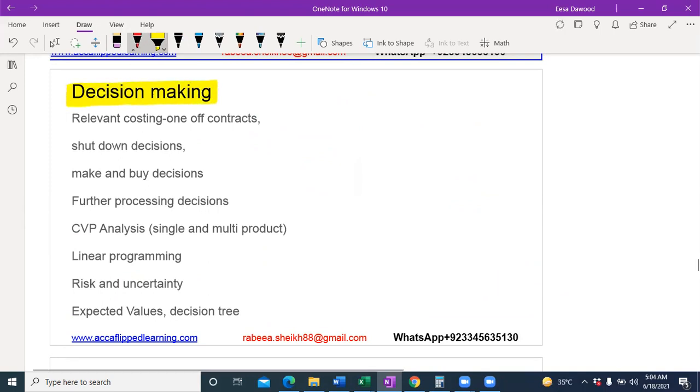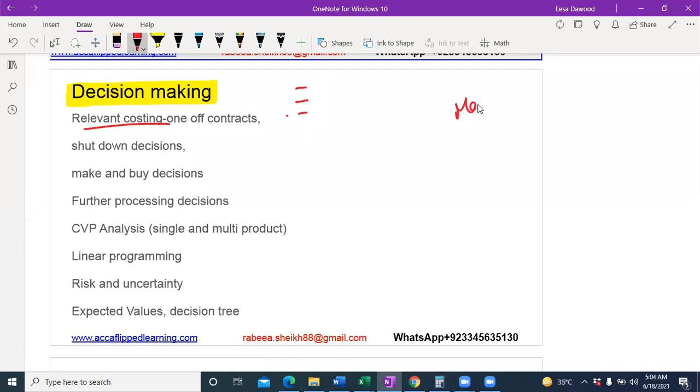That's just an overview. So in decision making, relevant costing, whenever you're taking a decision, you need to know what is a relevant cost. A relevant cost is a cost which arises as a direct consequence of your decision. And if you reverse your decision, your cost is actually saved.